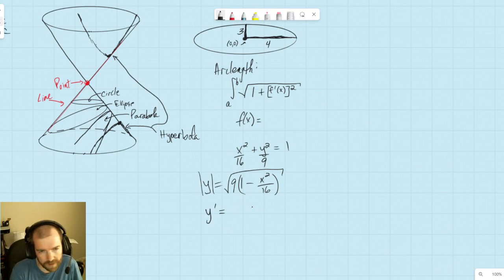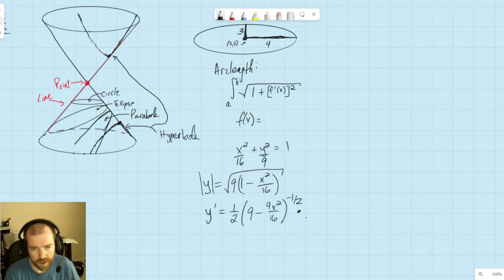All right, so here, y prime is going to be equal to, we have all this stuff raised to the 1/2 power. So 1/2 times 9 minus 9x squared over 16 raised to the negative 1/2 is the derivative of the main portion. And then we have to multiply by the derivative of the inside, which is going to be negative 9/8 x.